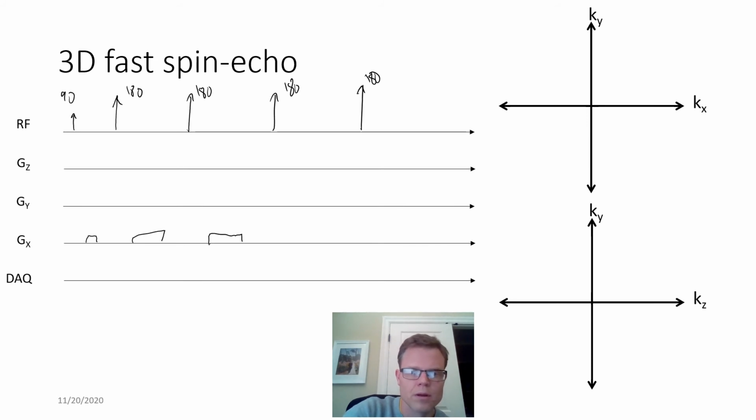So we can do our same frequency encoding gradient as the previous example, but now we'll need to do phase encoding in 2 dimensions.